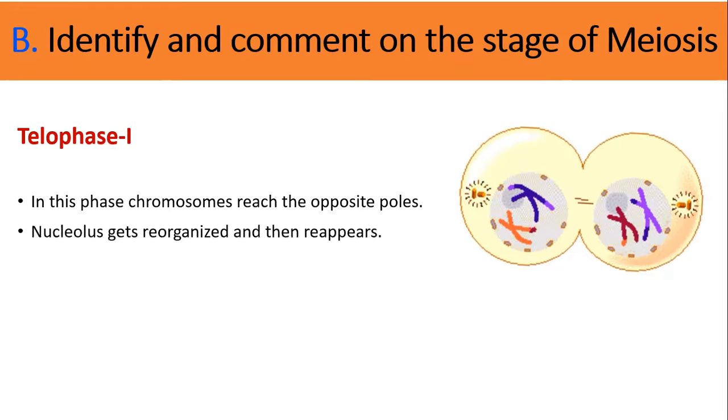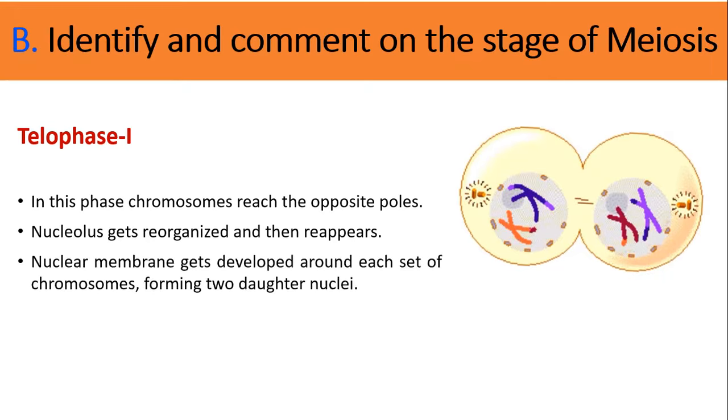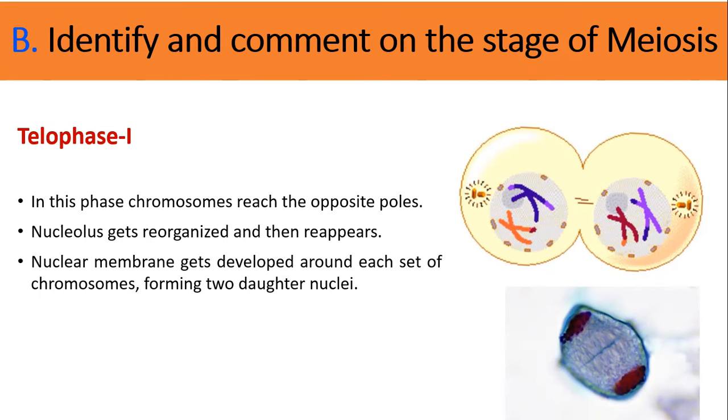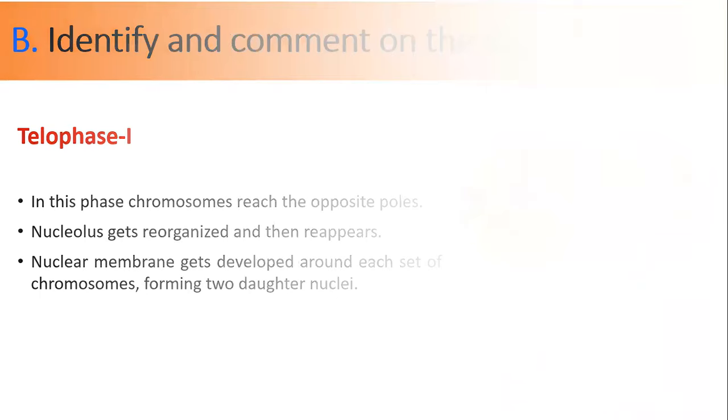Nuclear membrane and the nucleolus, they reappear. Chromosome will recoil to form chromatin material. Spindle fibers will disappear and they form two daughter nuclei. So when you look at this diagram, you can easily understand this is telophase 1. If they want to show telophase 2, they will keep 4 nuclei, not 2.